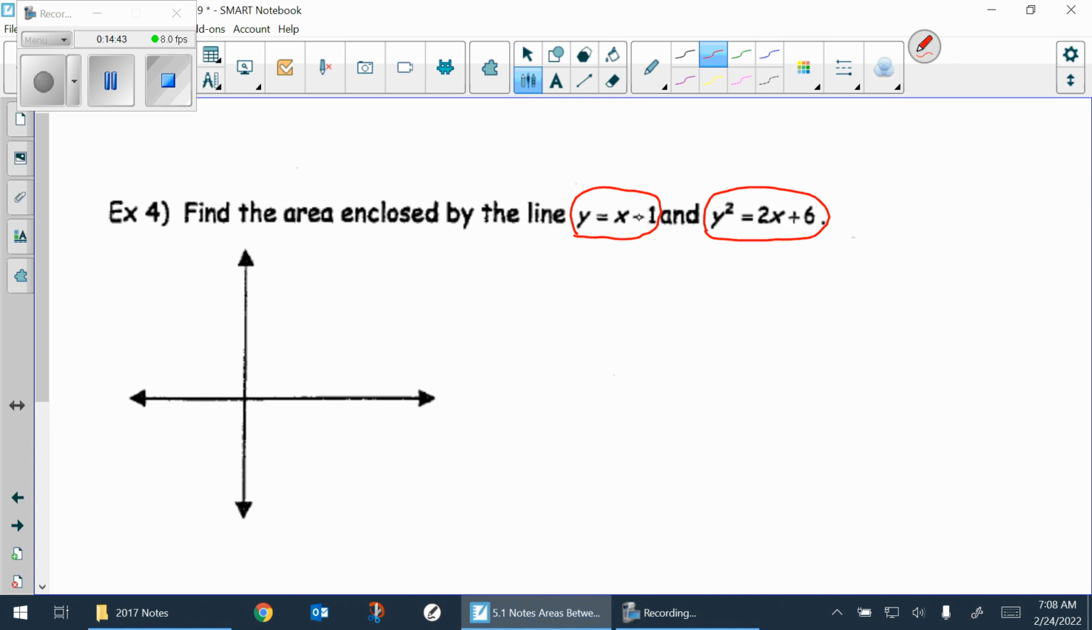Now, y equals x minus 1 is an equation of a line. It's got a y-intercept of -1. It's got a slope of 1.